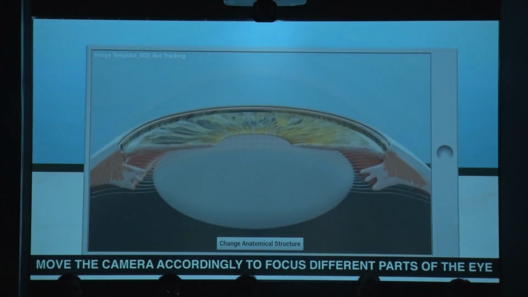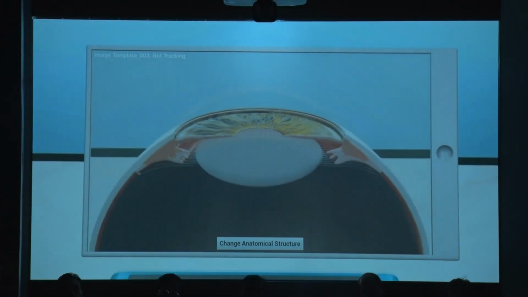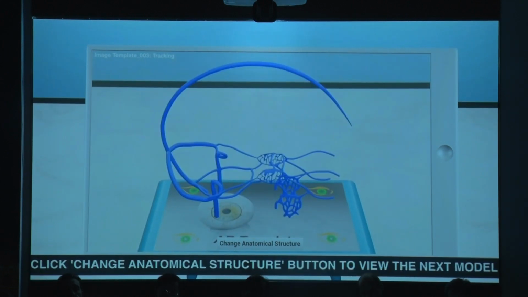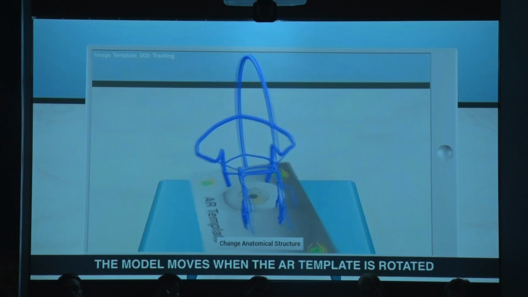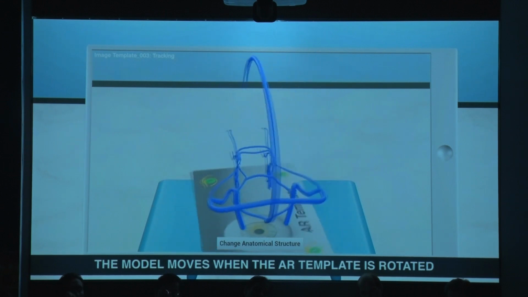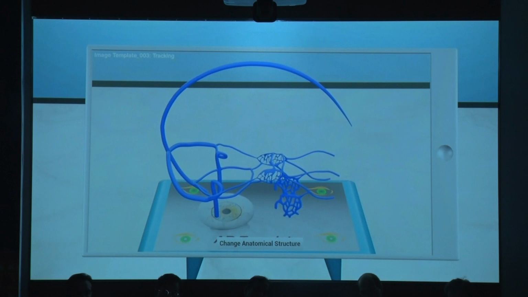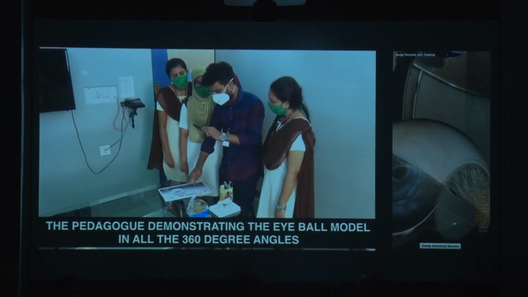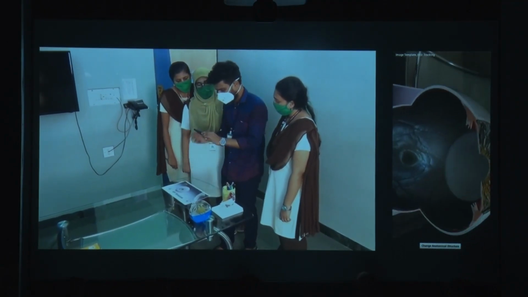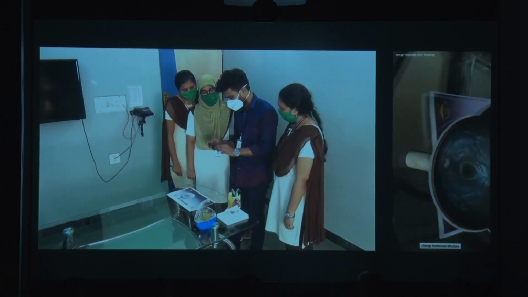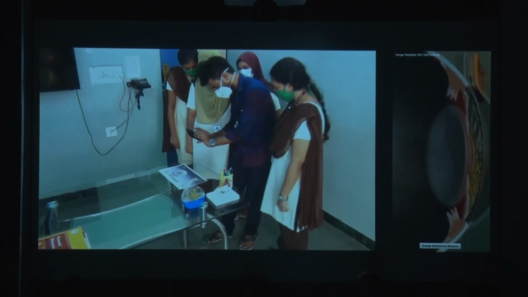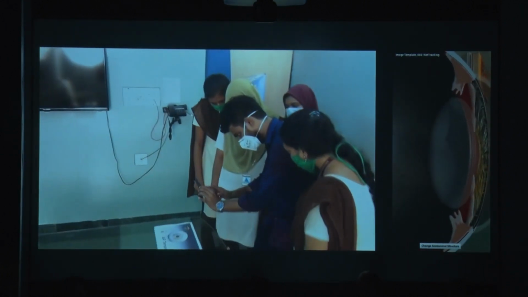Move the camera accordingly to focus on various parts of the eye. Click the Change Anatomical Structure button to view the next model. The user can access any angle of view of the 3D model by moving the camera accordingly. Real-time demonstration of the eye model in IMG AR. Here, the pedagogue is seen demonstrating the eyeball model in all 360-degree angles to explain the anterior and posterior anatomical structures of the eyeball respectively.